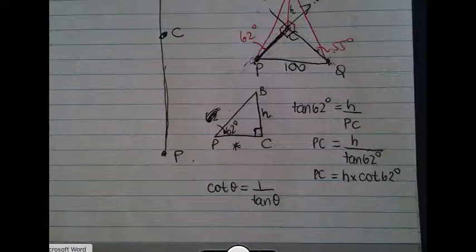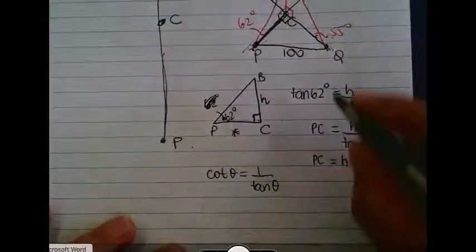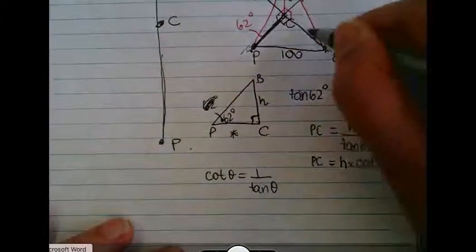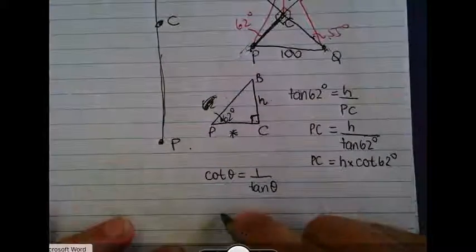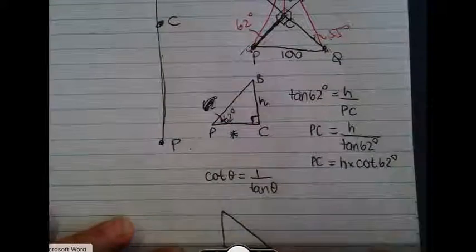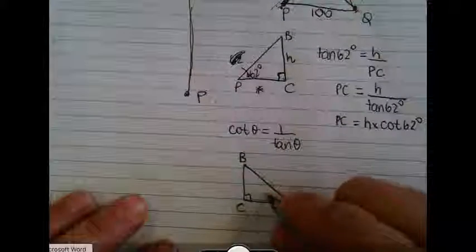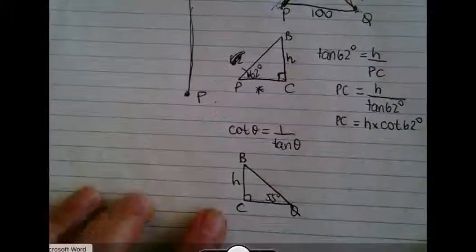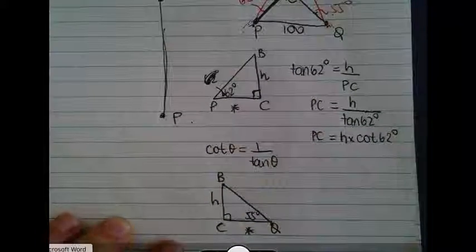Sorry, guys. 1 on tan is cot. You know the reciprocal ratios that we did last term? Now, we've just come up with an expression for PC. We want an expression for CQ. I want to draw this triangle now. CQB. So I'm drawing this other triangle, this one. It's a right angle. This is 55 degrees. That's still the height of my balloon. They want an expression for CQ. Same sort of thing.